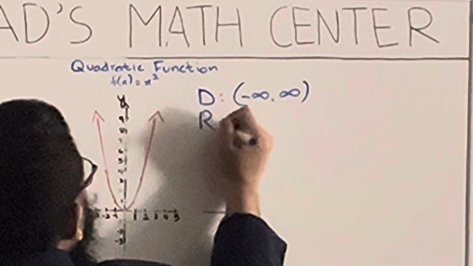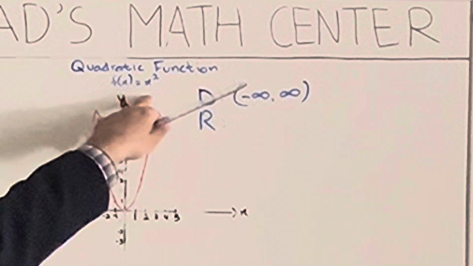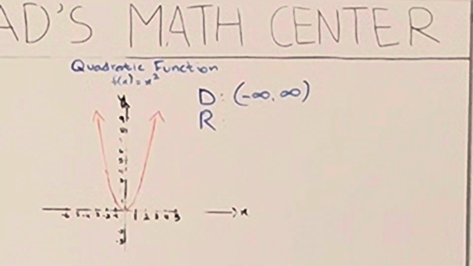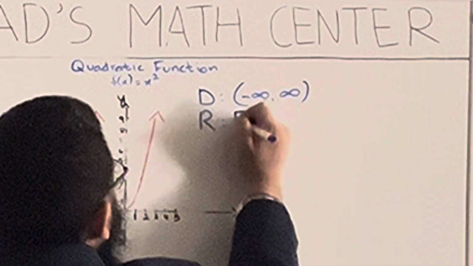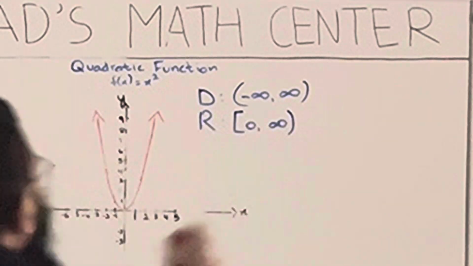The range, guys, again, look at the function f of x is equal to x squared. Regardless of whether the x value is positive or negative, it will give us a positive result. Hence, the range can never be negative. It begins from 0, including 0. It goes towards positive infinity.